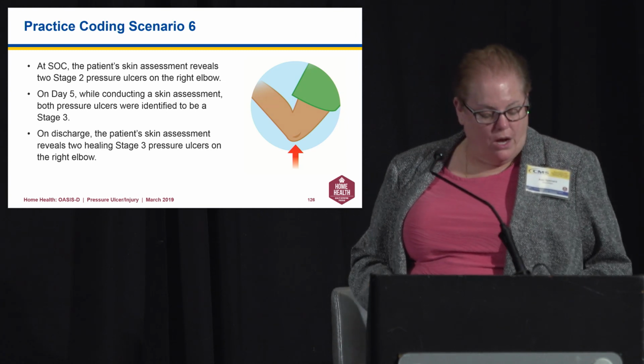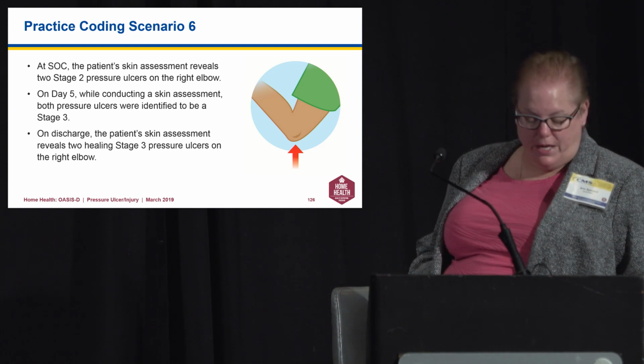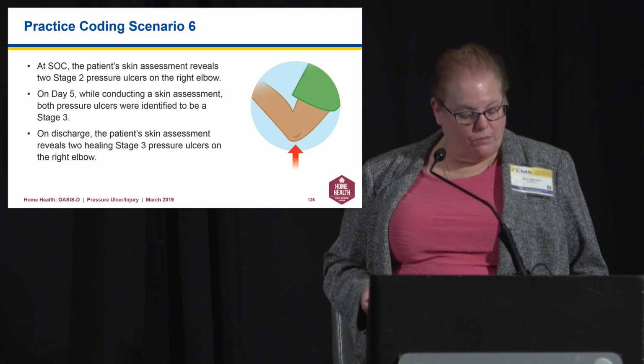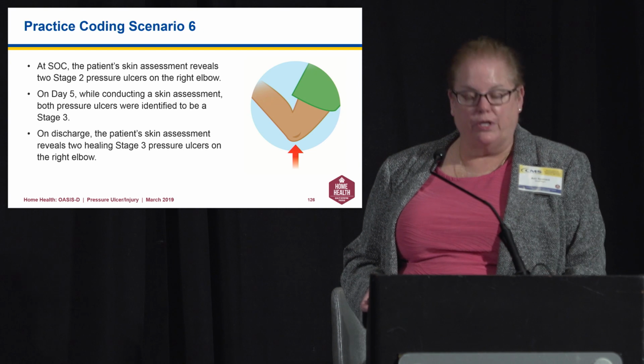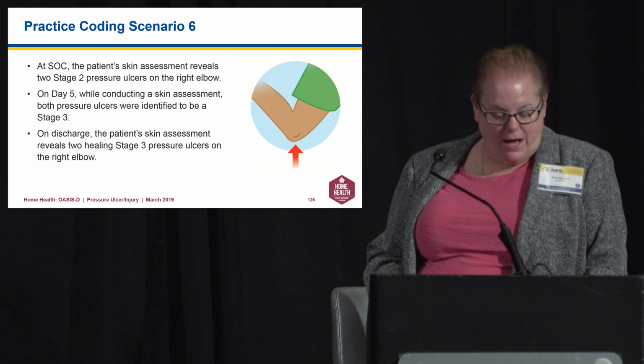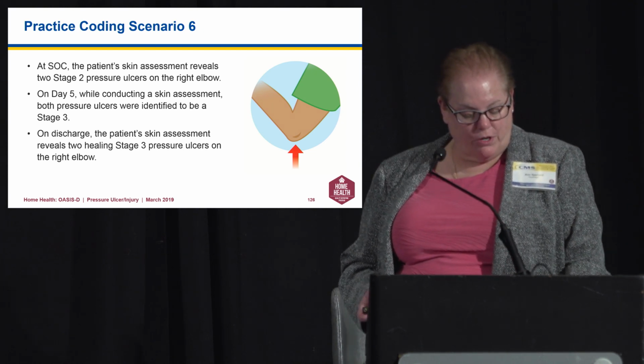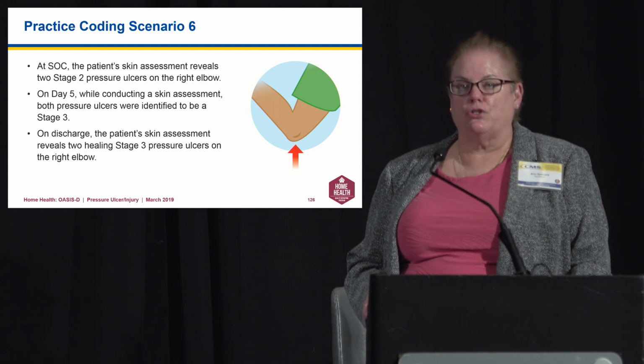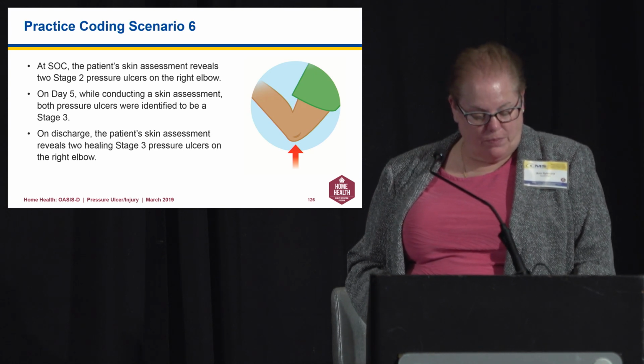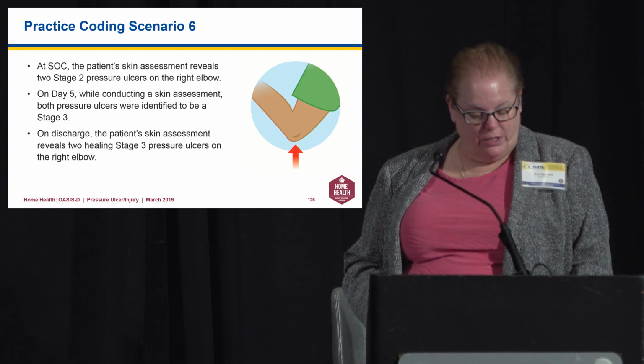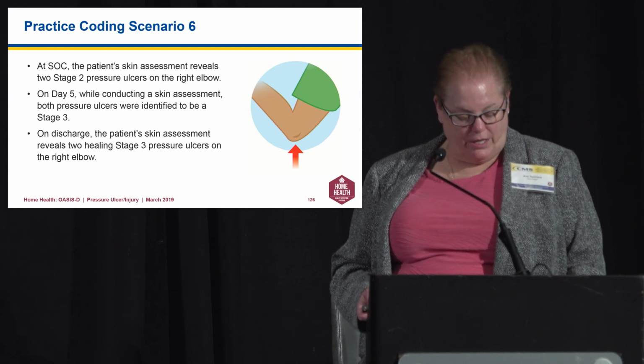Oh, we have 2 more. Okay, so here we have at start of care, the patient's skin assessment reveals 2 stage 2 pressure ulcers on the right elbow. On day 5, while conducting a skin assessment, both pressure ulcers were identified to be stage 3. On discharge, the patient's skin assessment reveals 2 healing stage 3 pressure ulcers on the right elbow.